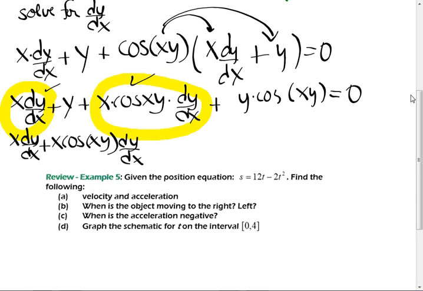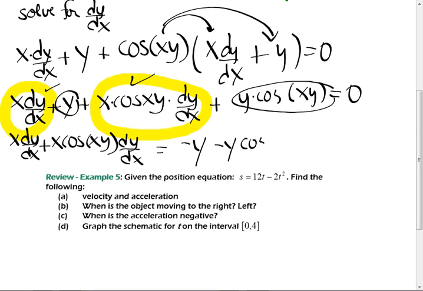I want dy/dx's by themselves over here. So to do that, I'm going to subtract this y right here. I'm going to subtract this one. We're almost done. And then I'm going to factor dy/dx, because I can't solve otherwise. I'm going to factor this out. And of course, I ran out of space.